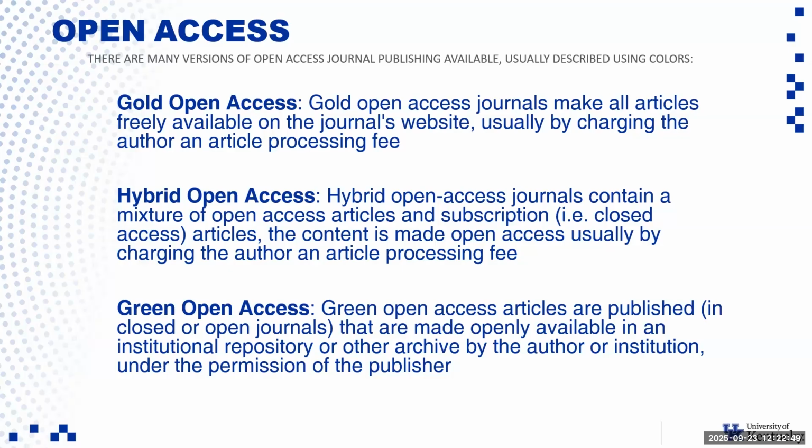There are also hybrid access journals. Hybrid open access journals contain a mixture of open access articles and closed access articles, and the open access content is usually made available, again, by charging the author an article processing fee. And then there is green open access. Green open access articles are published in open or closed journals, and they're made openly available in an institution's repository or another archive by the author or institution under the permission of the publisher.